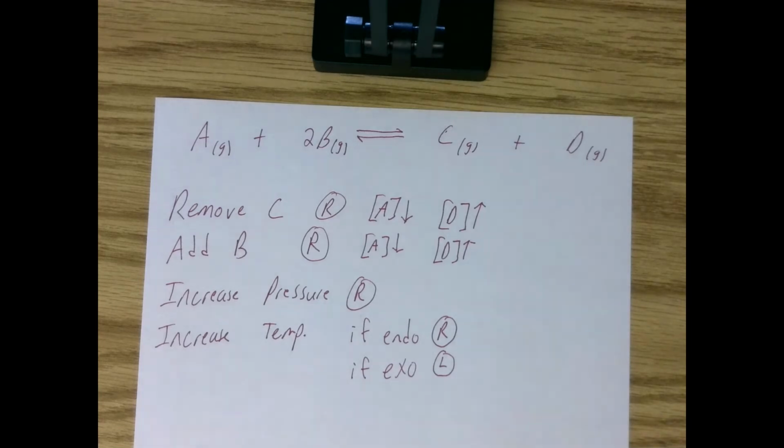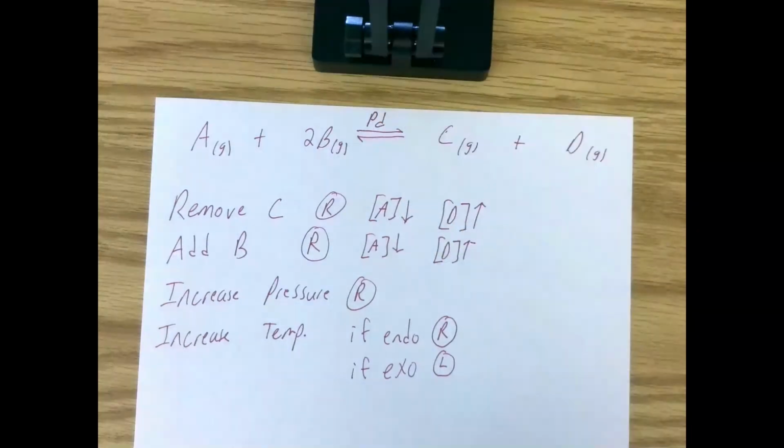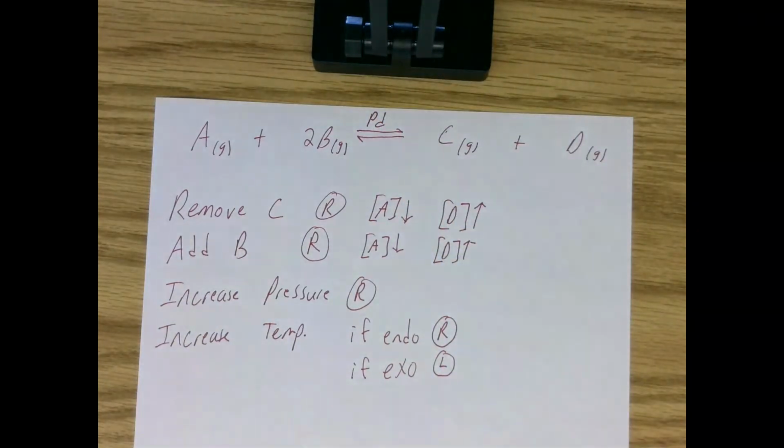Yeah. So then let's say I write Pd above the arrow. Writing Pd above the arrow tells me that palladium is a what?